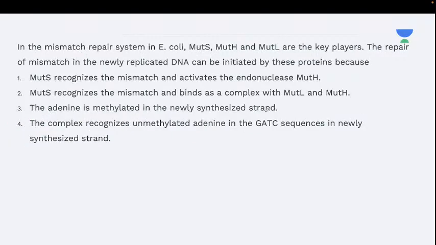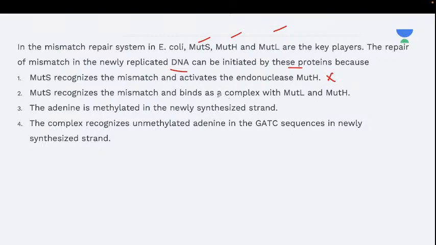Mismatch repair system: MutS, MutL, MutH are the key players. The repair of mismatch in the newly replicated DNA can be initiated by these proteins because, like, what is the basic process? Why? Like, how are they associated? That's the question. MutS recognizes the mismatch, activates the endonuclease MutH. So this is not the reason.